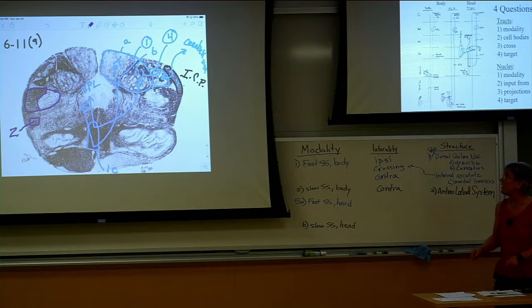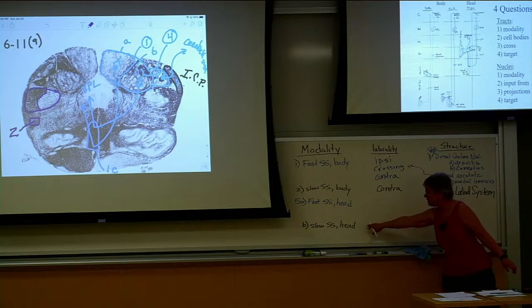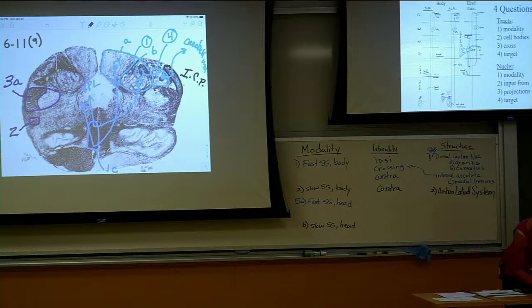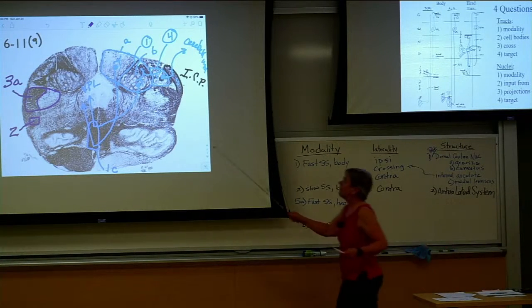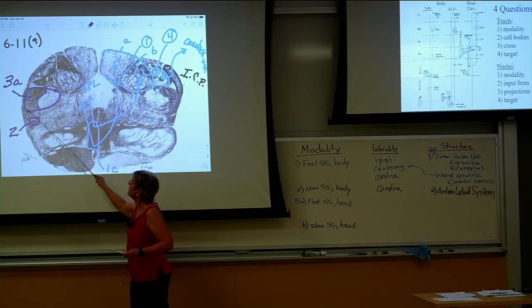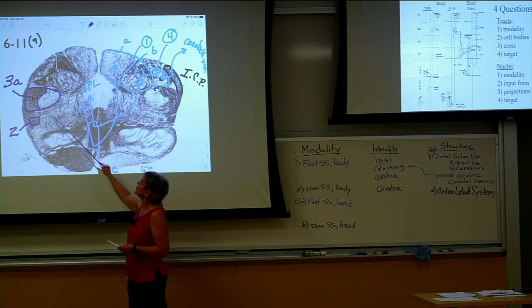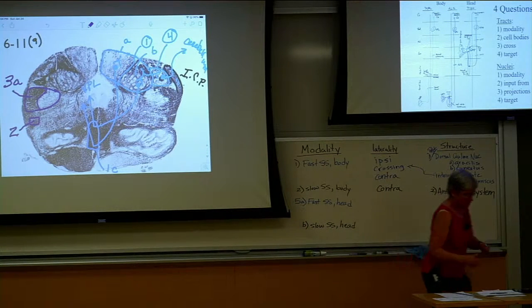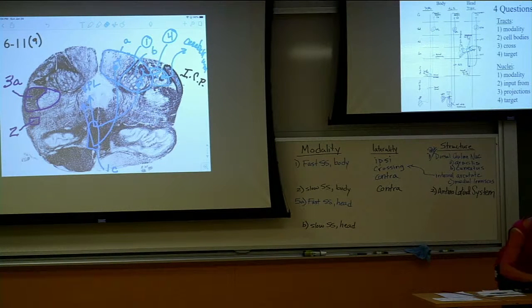Okay, so now we'll move on to that last system we need to find for our slow somatosensory system in the head, and that is located right here. Here's the tract. Here's the nucleus, so the descending or spinal tract and nucleus of the trigeminal system. And trigeminal, that should have been a 5. That makes it a little bit easier.